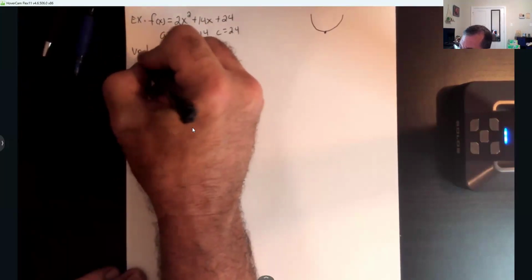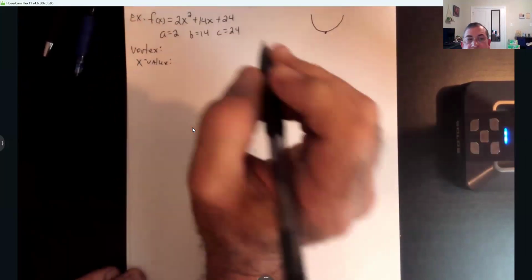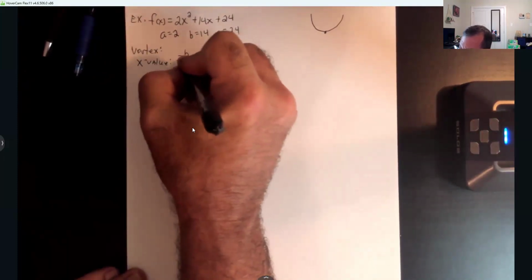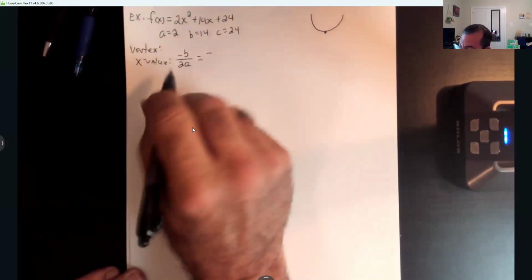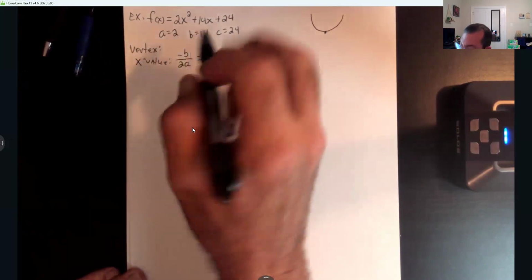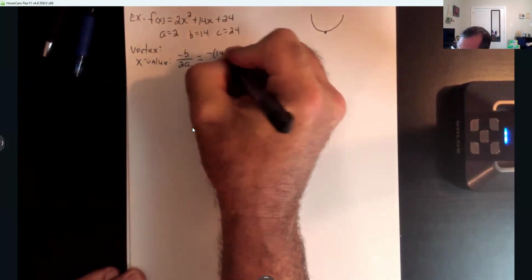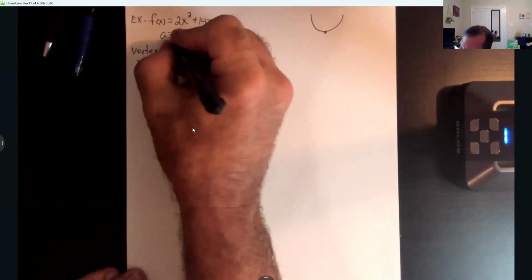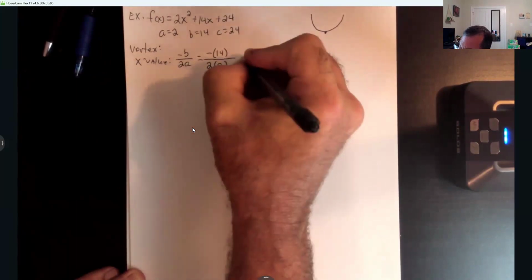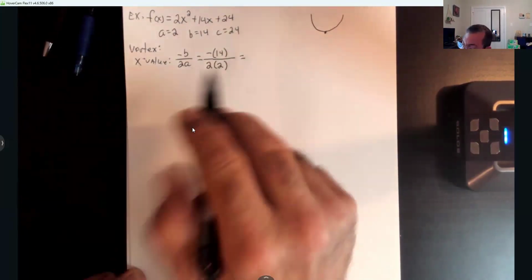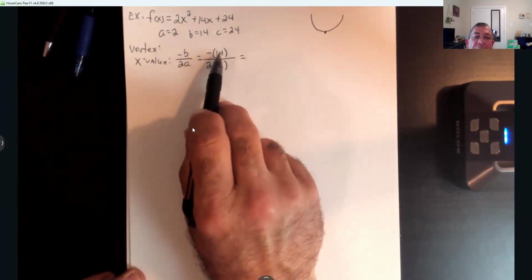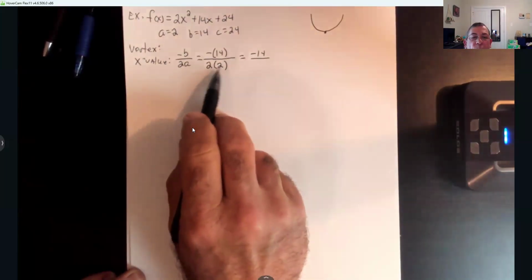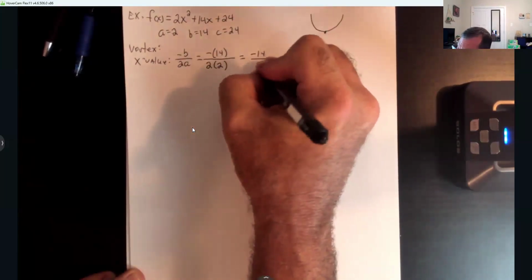So I'm going to get my x value first. The x value was negative b over 2a. So bring down that negative. B is 14, so I'm just going to put my b in parentheses. And then on bottom is 2 times a, which is 2. All right, so on top I just had one negative. So that negative times 14 makes that a negative 14. On bottom, 2 times 2 gives me 4.